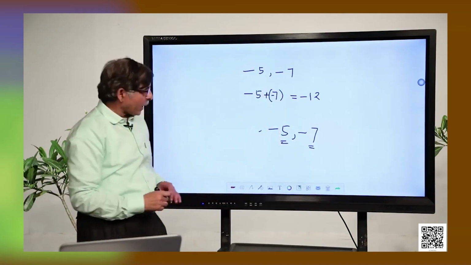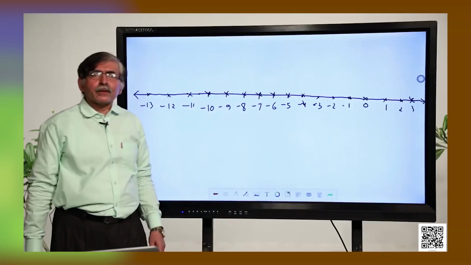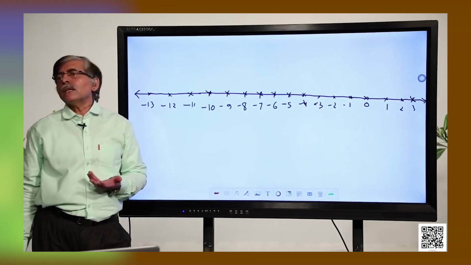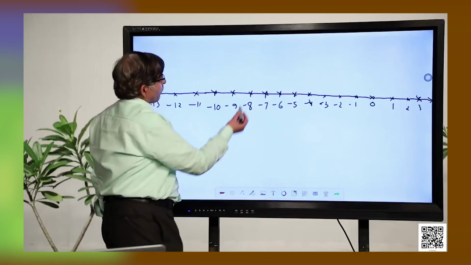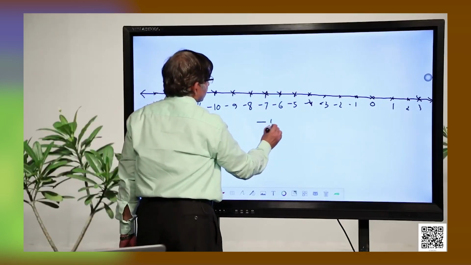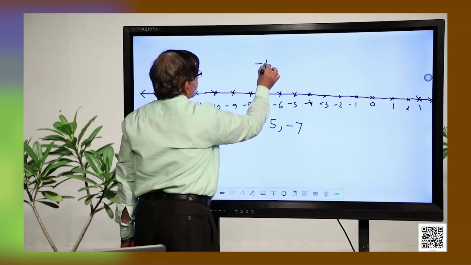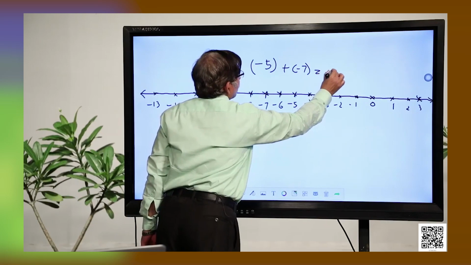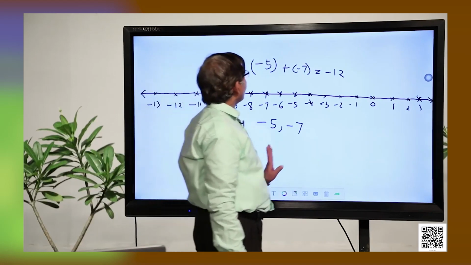So, this we can verify with the help of our number line. We will verify the statement: whenever two negative numbers are added, do we get a positive number or a negative number? Our statement was that when two negative numbers are added, we should get a positive number. So, we have taken the numbers minus 5 and minus 7, and we have seen that when they are added, we get minus 12. This same thing we can verify with the help of the number line.